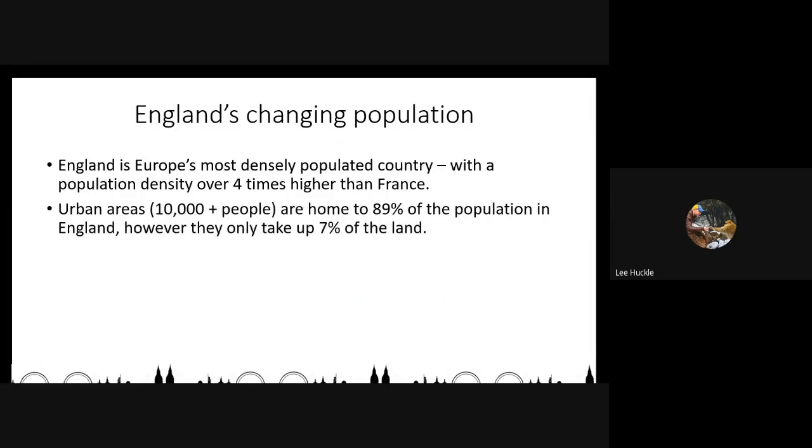Then we looked at the urban areas of England, so areas of 10,000 people plus. Urban areas are home to 89% of the population in England. So our population in England is predominantly urban. However, they only take up 7% of the land area. And that says a lot about the density, the number of people per kilometre squared.